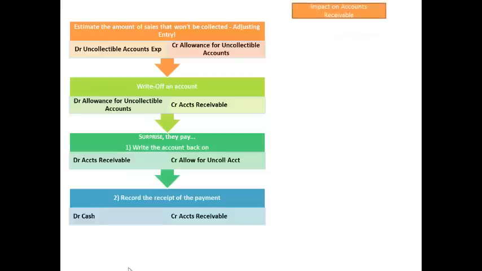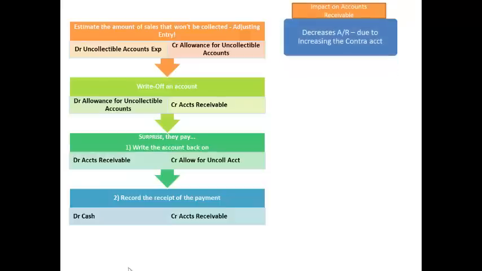And we need to know what's the impact on the actual accounts receivable. What's the impact on our assets of our company. In the first entry, in our adjusting entry, that will actually decrease our accounts receivable. Why? Because we are increasing the contra account. A credit to a contra asset is an increase to the account.